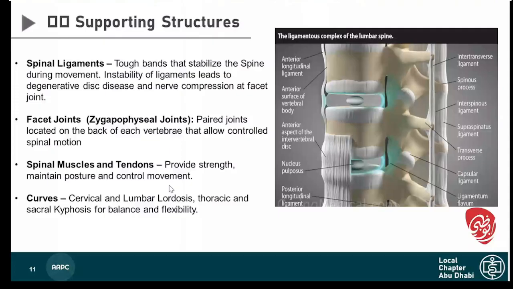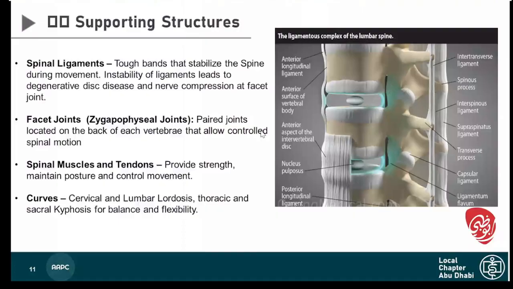It is a pair of joints located on the back of each vertebra that allow controlled spinal motion. So any damage or any condition affecting the facet joint may impact the spinal motion and also cause nerve compression. Okay, then comes spinal muscles and tendons. These help in providing strength, maintaining posture and controlling movement.